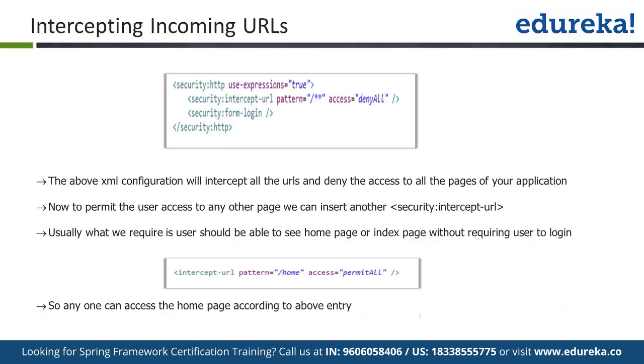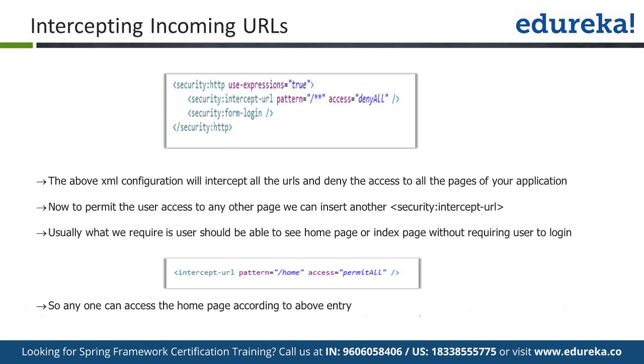Now, how to intercept incoming URLs? If you see here, we are using the same configuration we used here, security HTTP. Then we provide use-expressions true. When we say use-expressions true, we can use the expressions provided by the Spring Security API, like deny all, permit all, these kinds of keywords. This XML configuration will intercept all the URLs and deny access to the pages of your application. So if anyone tries to access your application, they will get the deny all page.